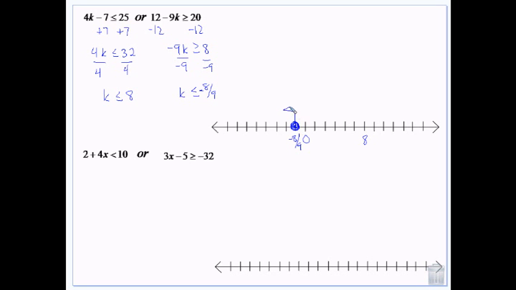Closed circle that shades this way. Closed circle that shades that way. It's a union, so I shade them both.